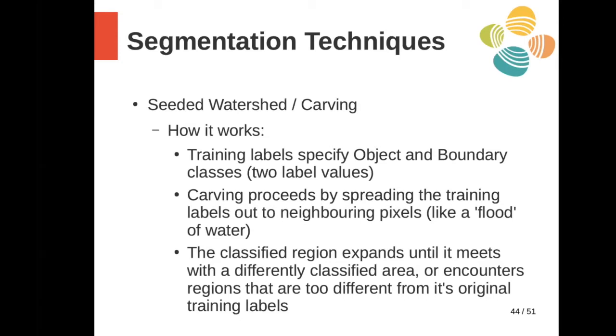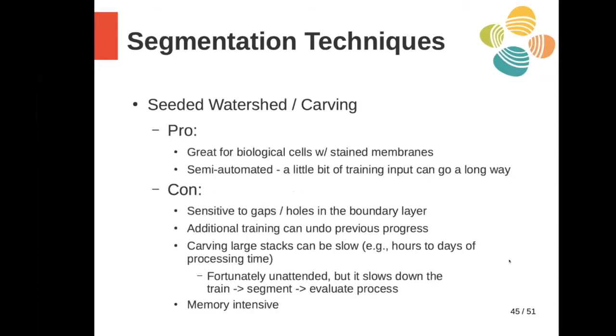And then the carving, as I mentioned, proceeds by spreading the training out to neighboring pixels like a flood of water. So in the same way that a flood of water may not go over a dike, the boundary ends up being like a dike that the flood of water doesn't want to cross into. So this method is great for biological cells with stained membranes.